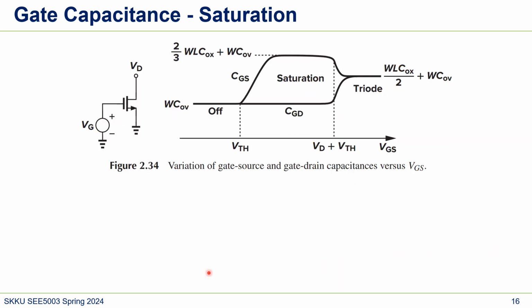This graph shows how the gate-source and gate-drain capacitance changes. I think this is very confusing. I'm still confused about this graph, but let me briefly summarize it. So we're talking about CGD and CGS in triode. I mean, turned off, in the cutoff region.